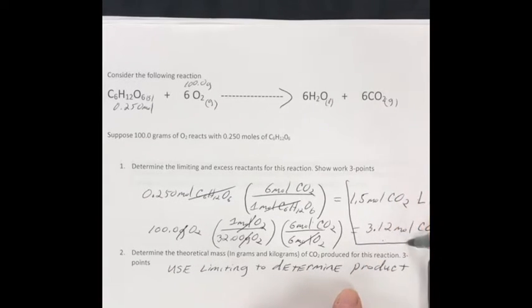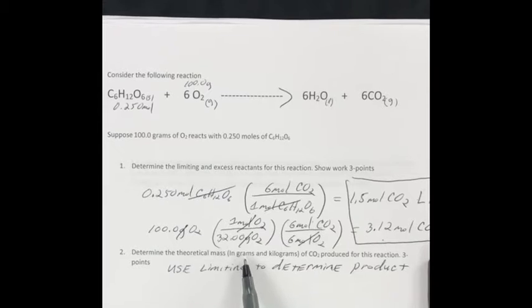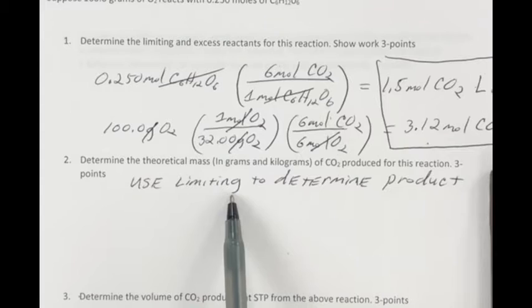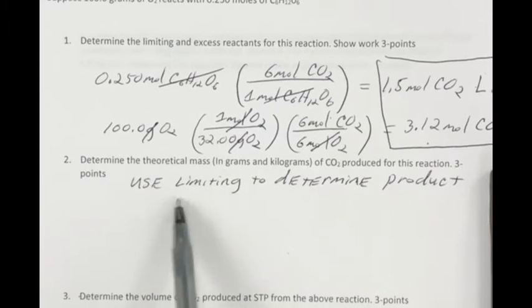Let's put a box around these, because I have a feeling we're going to need to use our limiting reactant for some other questions. Determine the theoretical mass in grams and kilograms, moving within the metric system, of the carbon dioxide produced in this reaction. We need to use the limiting reactant, so my little note here: let's use the limiting to determine product.